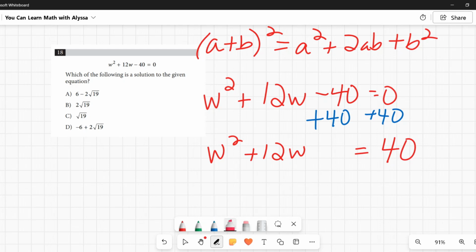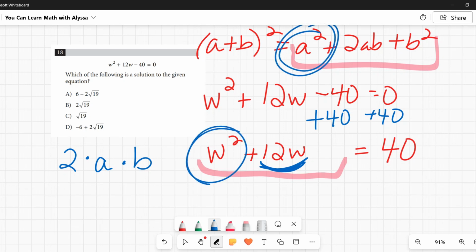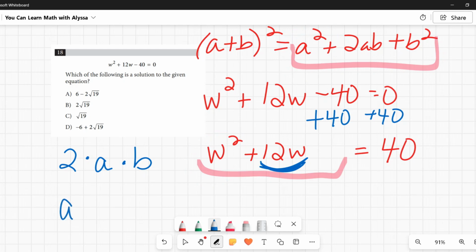I am trying to convert this into a perfect square by following this pattern. So this central term, 12w, is going to be equal to 2 times whatever my a term is times whatever my b term is. What is my a? Well, this first one right here is a squared. W squared is a squared, so my a is just w.